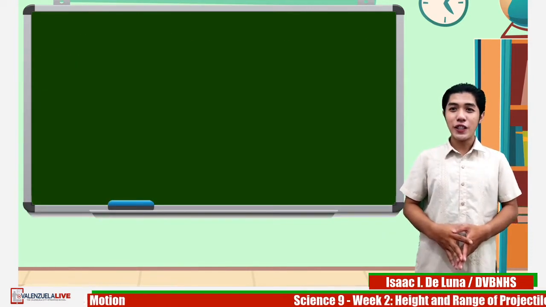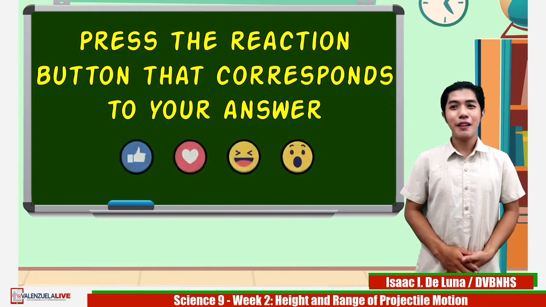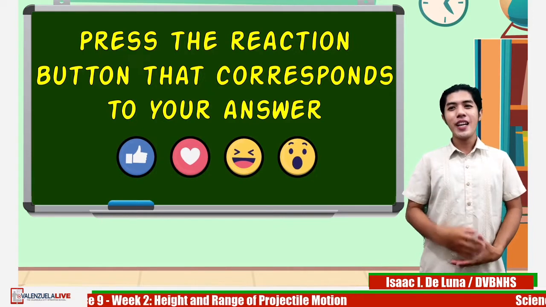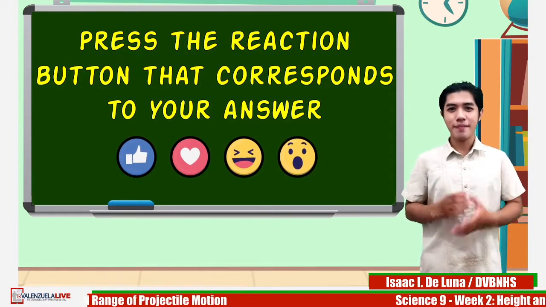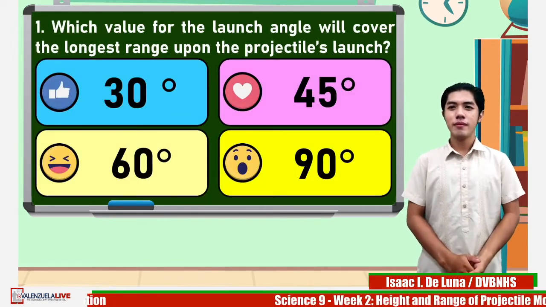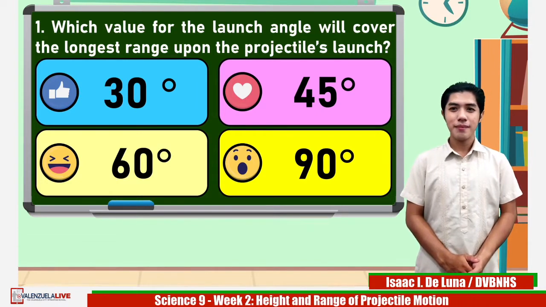Now, let us check your understanding of the lesson. 5 questions will be shown. You have to press the corresponding reaction button for your answer. Are you ready now? Then, let us begin. Question number 1. Choose your answers now.